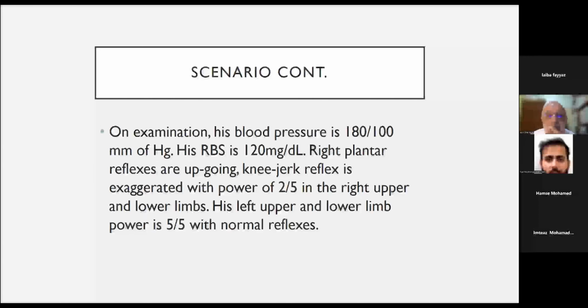Followed by, my scenario continues again. On examination, his blood pressure is 180 over 100. His RBS is 120 milligrams per deciliter. The right plantar reflexes are going up. The knee jerk reflex is exaggerated with the power of 2 by 5 in the right upper and lower limbs. His left upper and lower limb power is 5 over 5 with normal reflexes.